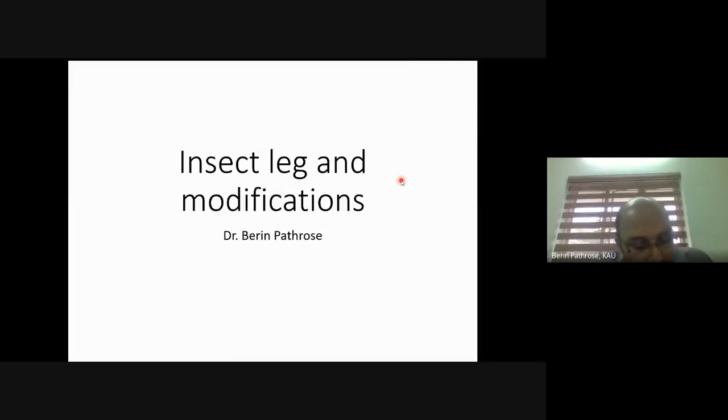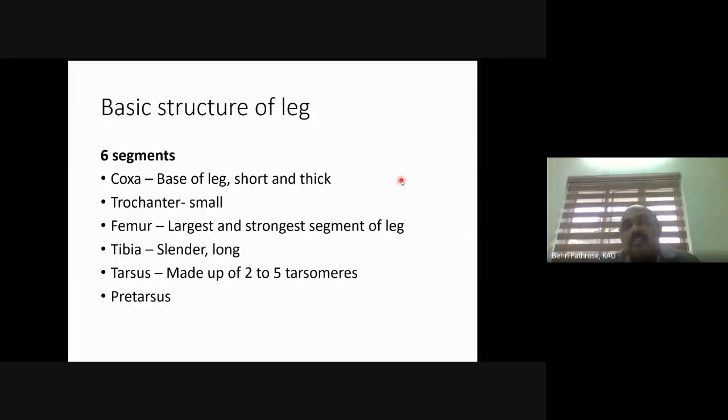Now we will move on to the first appendage, the leg. We have two appendages, legs and wings. Today we will discuss about legs. First we will discuss about the basic structure of an insect leg, and then we will discuss about the modifications, just like we have discussed about the modifications of antennae.